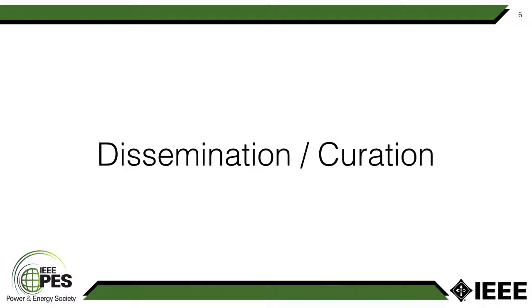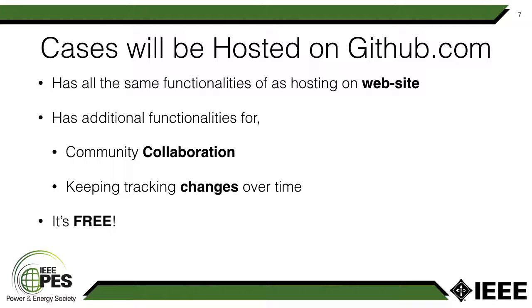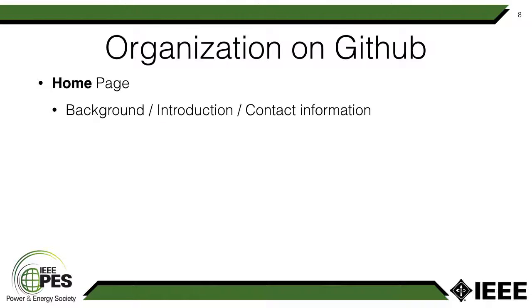First, dissemination and curation. This group decided that the test cases should be hosted on github.com. The reason for this is that GitHub has all the same functionalities as hosting on a website, but it also has additional features for community collaboration, keeping track of changes over time, and it's free. So it's a sustainable model for a volunteer effort like this. So how will this be organized on GitHub?